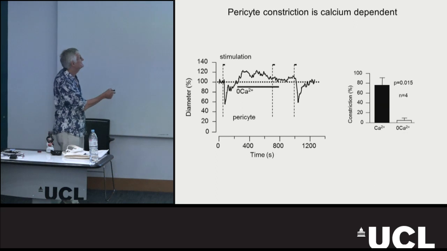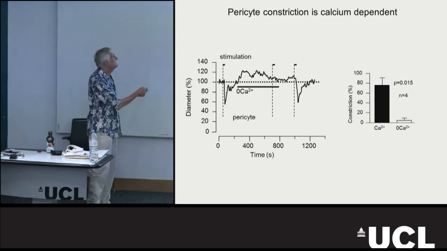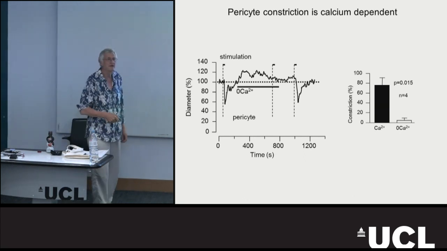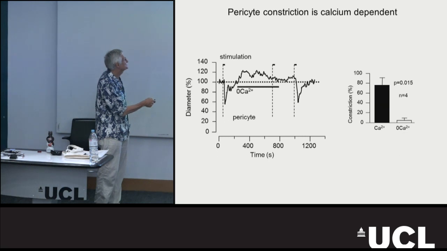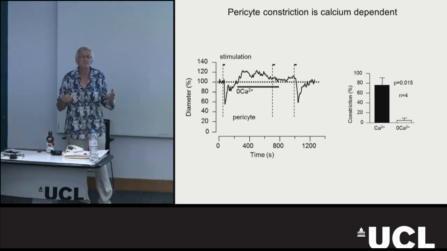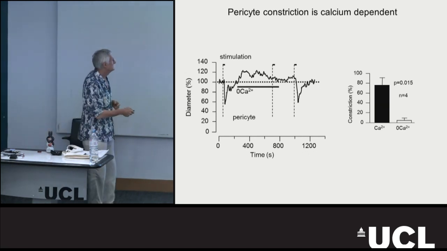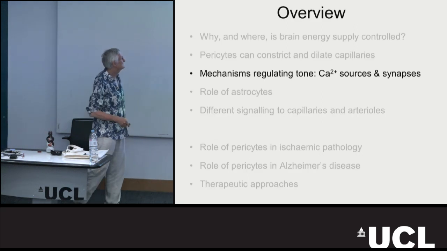So if you repeatedly stimulate one of these pericytes and evoke a reduction of capillary diameter, as you can see here, if you take away the external calcium, 2 things happen. First of all, you abolish the constriction, and secondly, you get a poorly maintained dilation, as though there's some endogenous tone being produced by the pericyte. So the constriction totally depends on calcium.